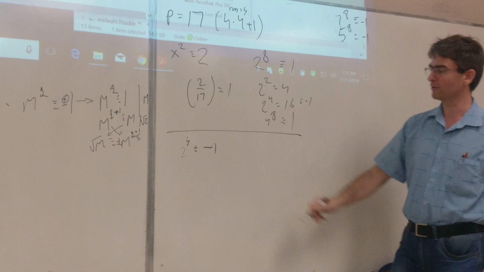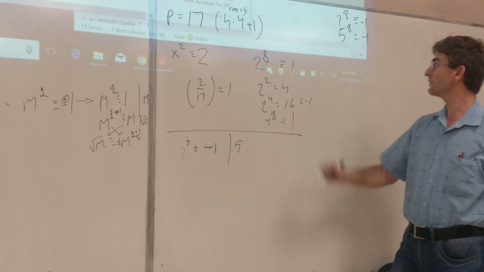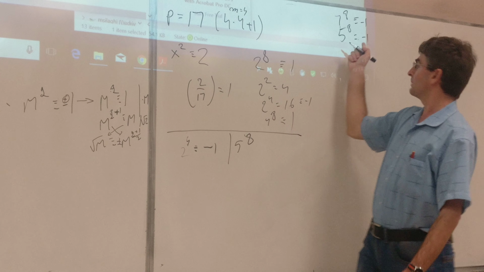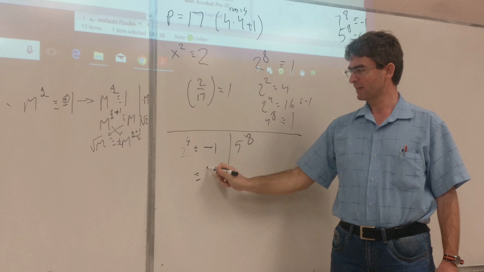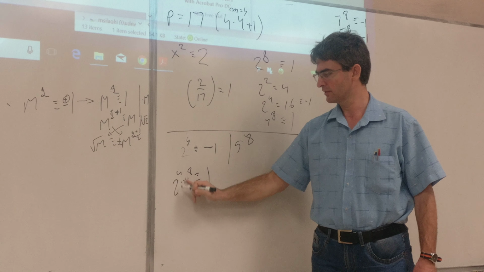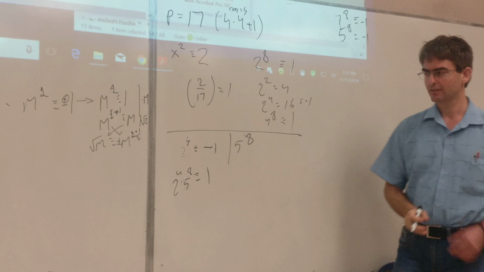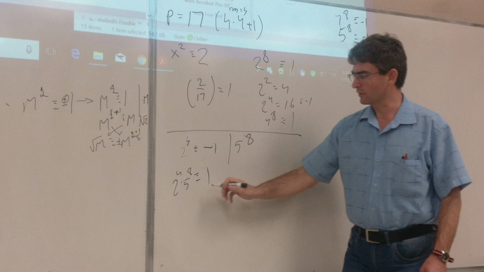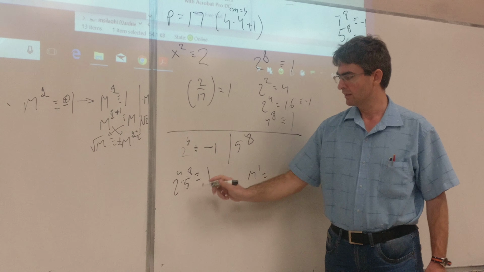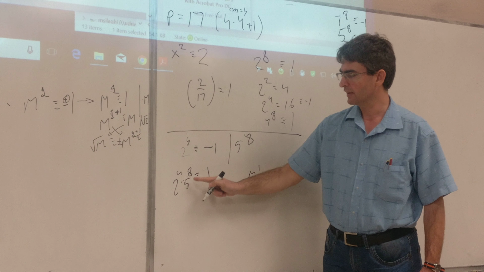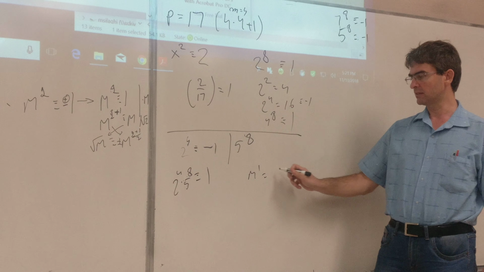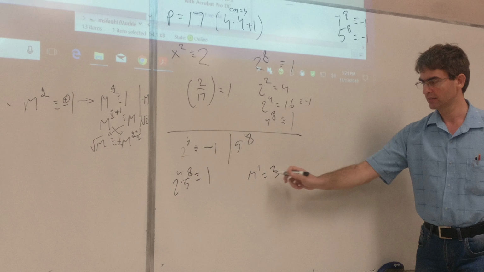So we are going to multiply on both sides with 5 to the power 8, which is minus 1. So minus 1 times minus 1 is 1, and here we get 2 to the 4 times 5 to the power 8. Okay? Which, by the way, is congruent with our new m prime, which is 5 squared times 2, which is 10 times 2 is 20, which is 3 mod 17, right?